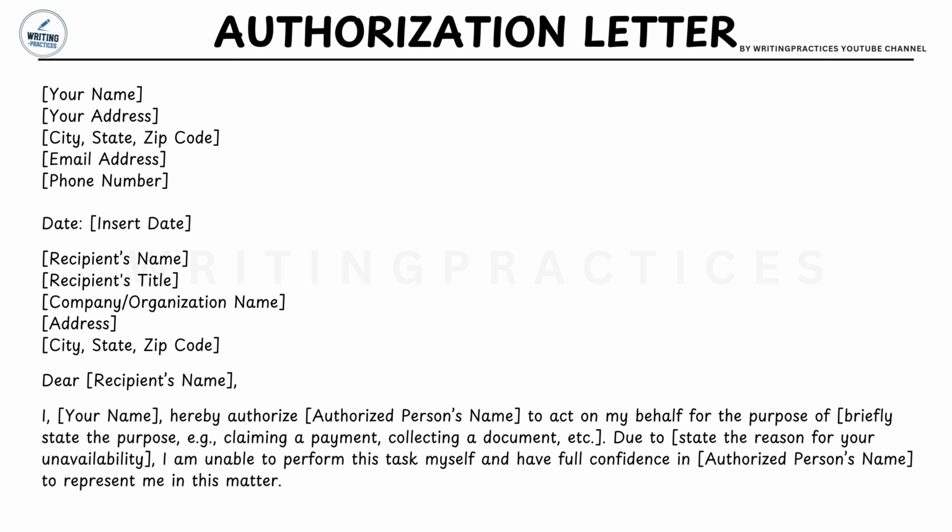Now, it's time to give any specific instructions or limitations on what your authorized person can do. For example, you could say, please allow authorized person's name to collect the payment on my behalf and sign any related documents. Be clear on what they are allowed to do so that there's no confusion.